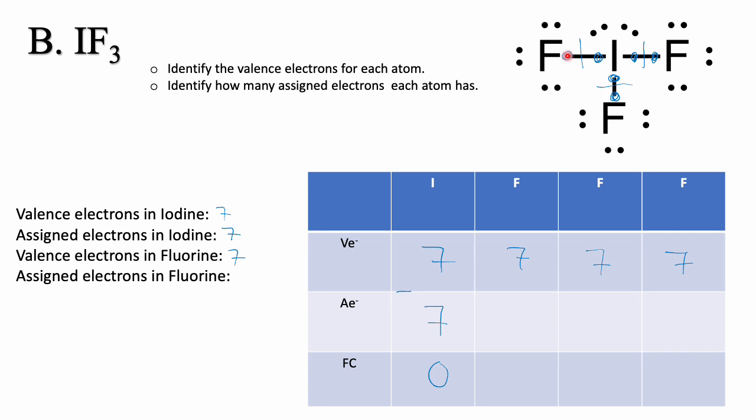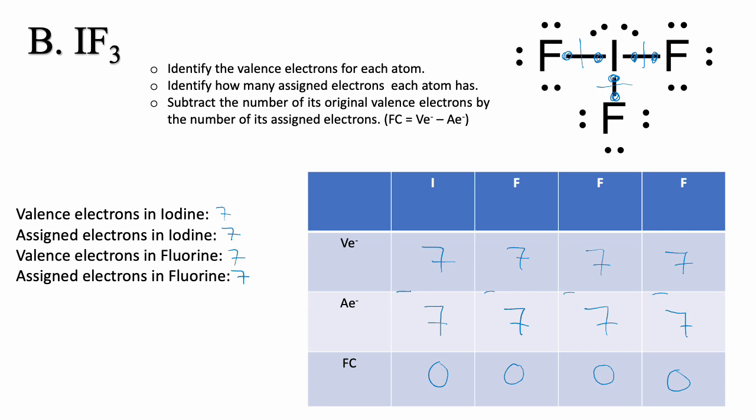So 1 from single bonds, 2, 3, 4, 5, 6, 7. So we can write that into our table. So fluorine has 7 assigned electrons. And since all 3 of them are the same, we can write that for our entire row. And now we can do our math, our subtraction. And we know that 7 minus 7 is going to be 0 every single time.